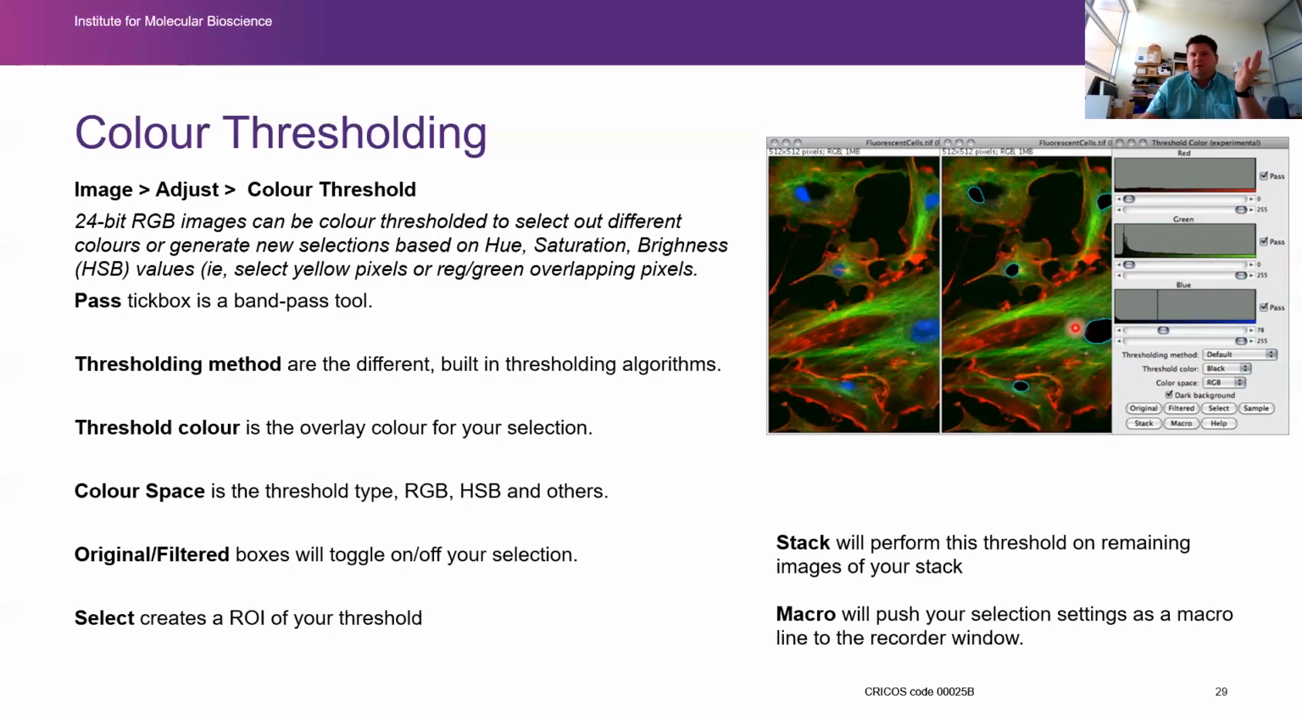And so if you draw a little region on the image, you can say sample, and it will set all of these boxes up for you based on that area. And it gets you in the right kind of place to modify it slightly just to get the best for your selection.